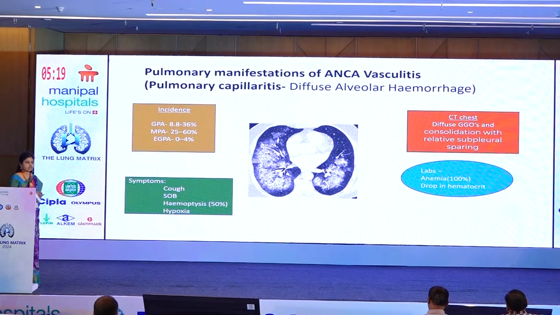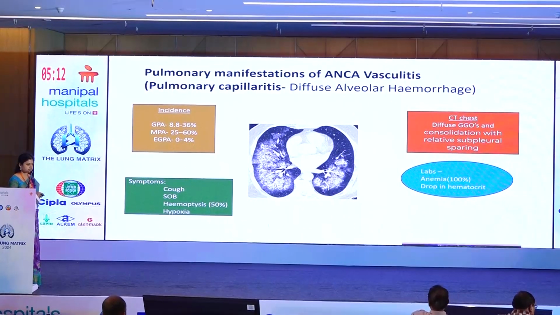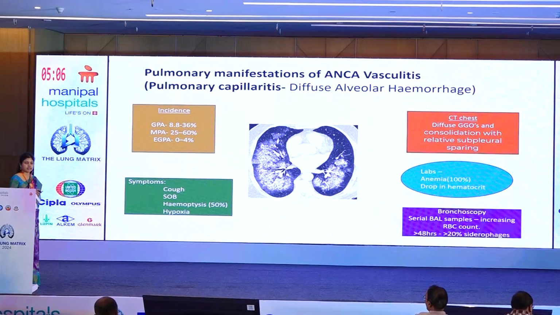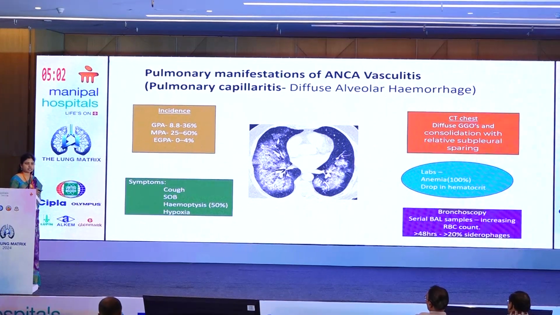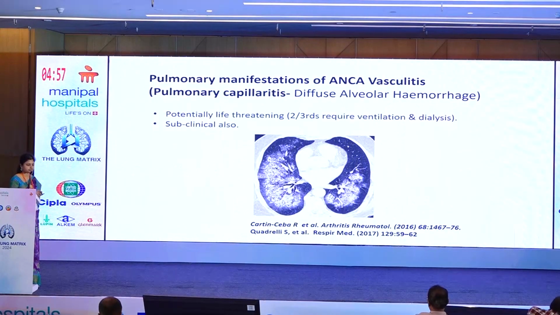And in the labs, we can see there is anemia in 100% with a drop in hematocrit, so this is more sensitive than hemoptysis. And diagnostic bronchoscopy shows increasing RBC count with serial BAL samples. And if the DAH is more than 48 hours old, we can see more than 20% siderophages in the BAL samples, and this is diagnostic of diffuse alveolar hemorrhage.